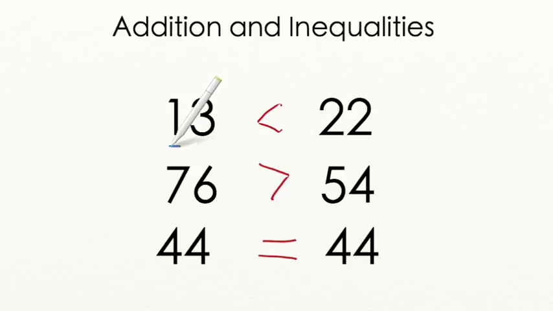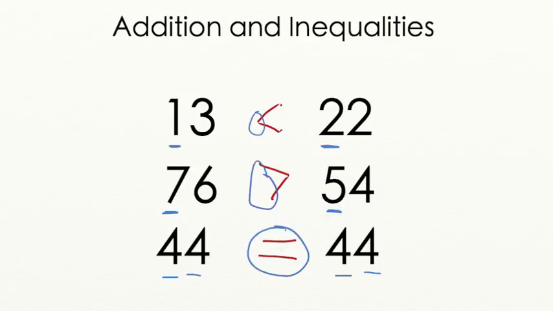Since 13 has a 1 in the tens place and 22 has a 2 in the tens place, since 1 is less than 2, 13 is the smaller number. The smaller number goes on the smaller side of your inequality. Since there's a 7 in the tens place of 76 and only a 5 in the tens place of 54, and since 7's larger, 76 is the larger number, which means the larger side of the inequality is facing the larger number. And lastly, if the numbers have the same digits or the same values in each of the place values, their value is going to be equal to each other.